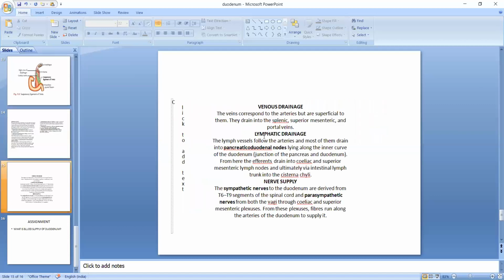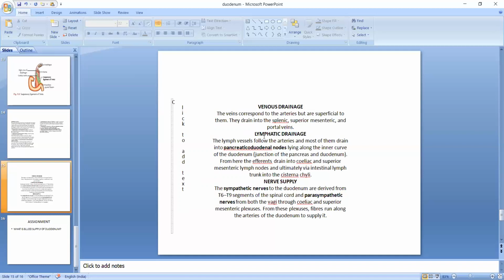Now, venous drainage. The veins correspond to the arteries, but they are superficial to them, and drain into the splenic, superior mesenteric, and portal veins. Lymphatic drainage: the lymph vessels follow the arteries, and most of them drain into the pancreaticoduodenal nodes lying along the inner curve of the duodenum. From here, the efferents drain into the celiac and superior mesenteric lymph nodes, ultimately via the intestinal lymph trunk into the cisterna chyli.